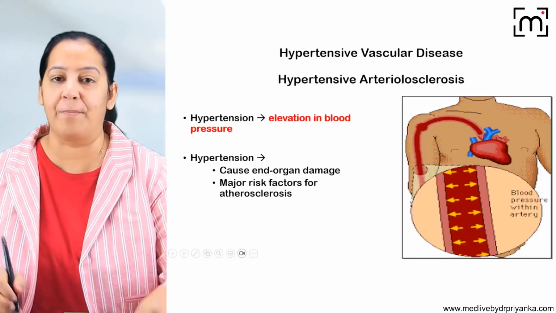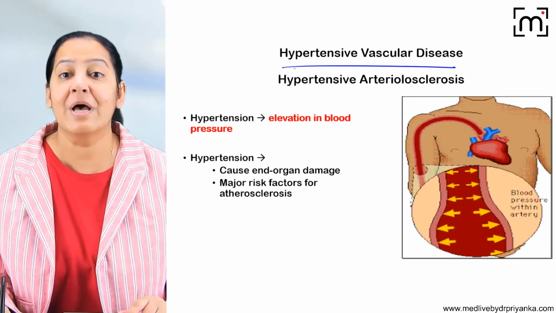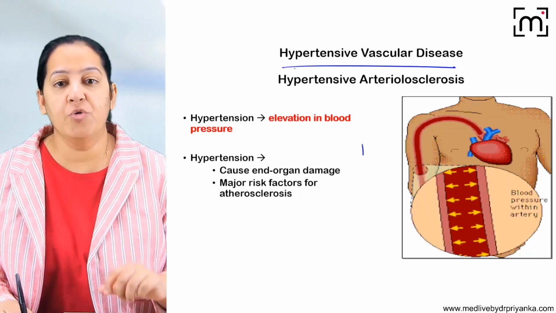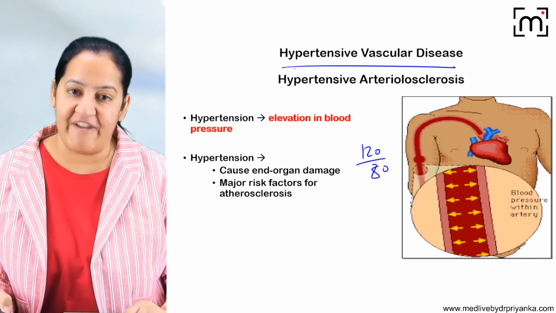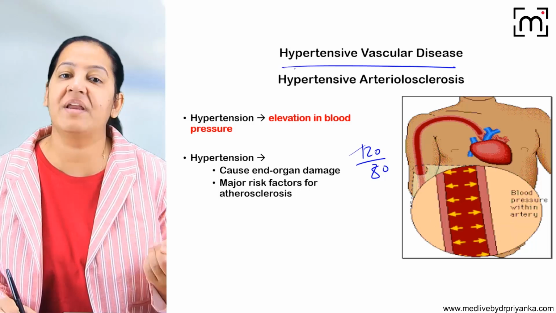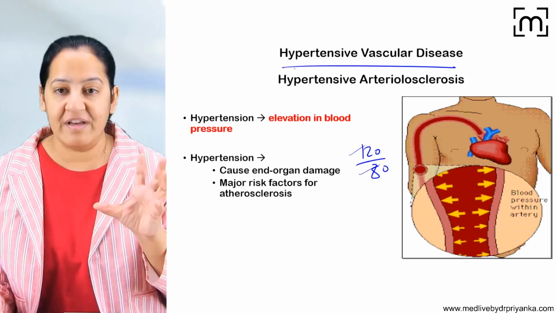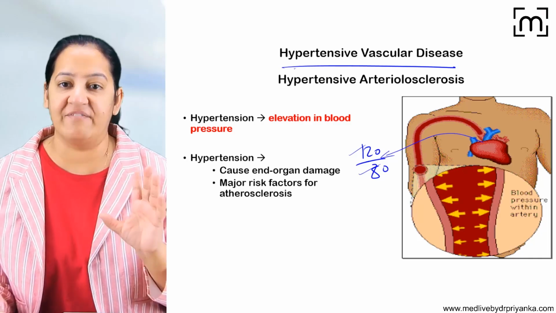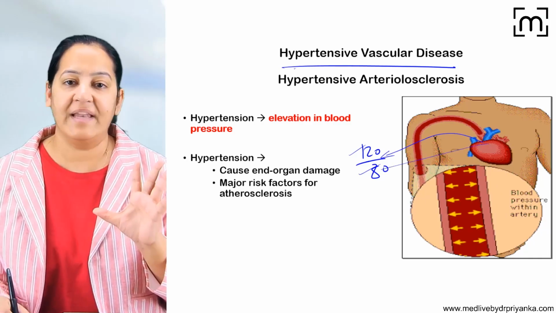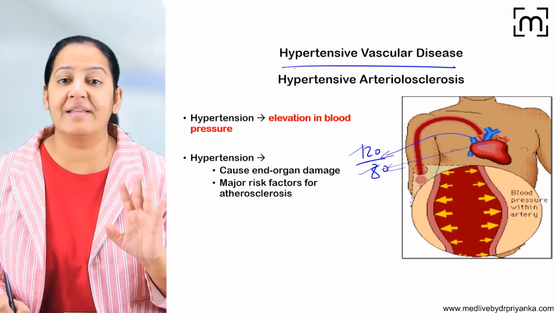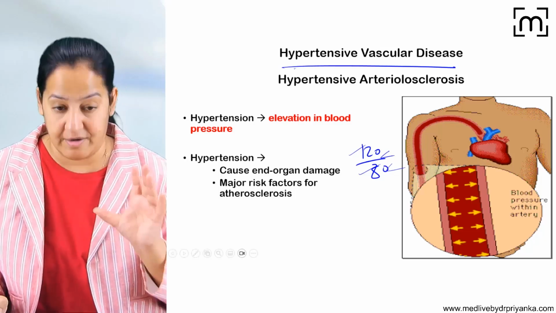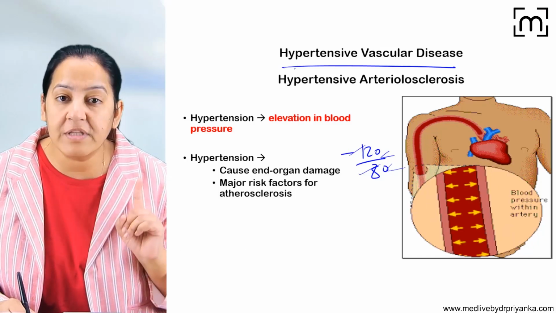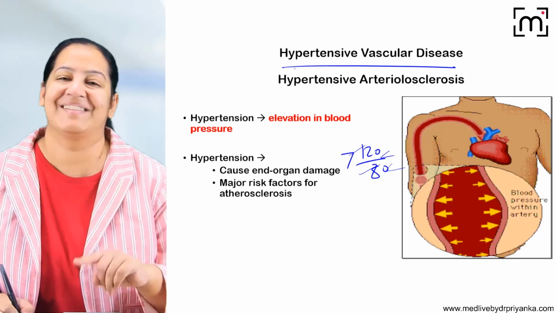Now let's start the topic, hypertensive vascular disease. What do you mean by hypertensive vascular disease? The normal blood pressure in humans is 120 by 80 mm of Hg. 120 is the systolic blood pressure, 80 is the diastolic blood pressure. When the heart is doing systole, the blood pressure is 120, and when the heart is doing diastole, the blood pressure is 80. That is regarding the left ventricular systole and diastole we are talking about. Whenever the blood pressure is more than 120 by 80, it is known as hypertension.